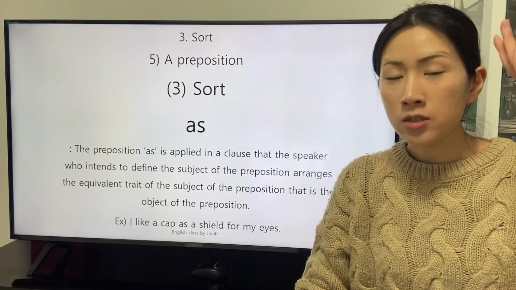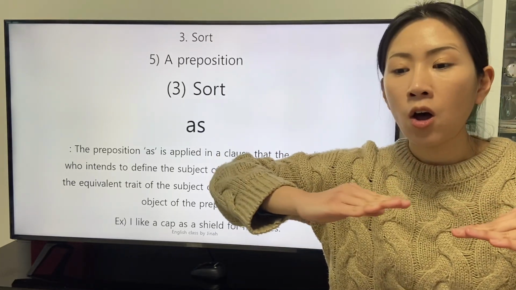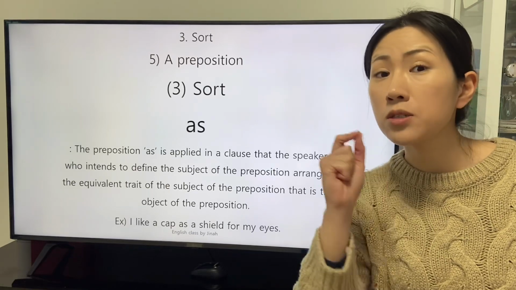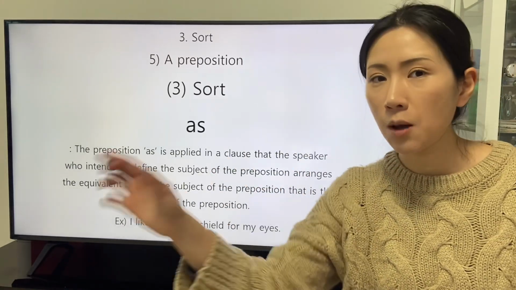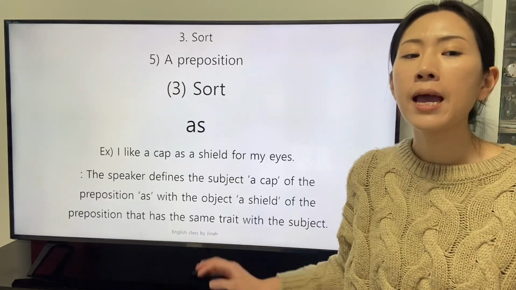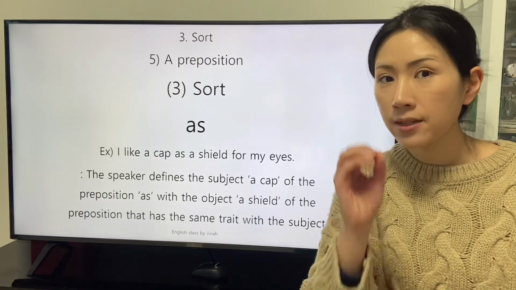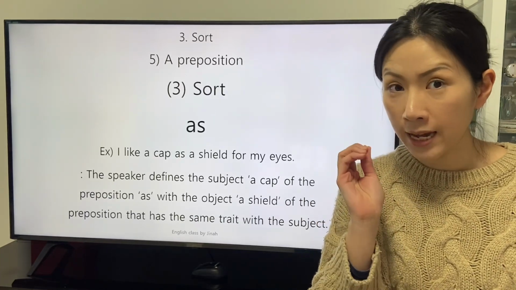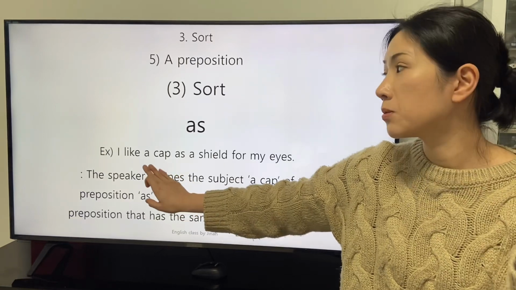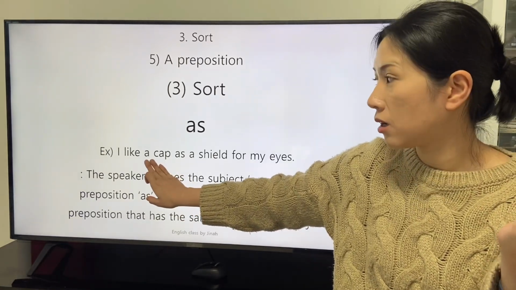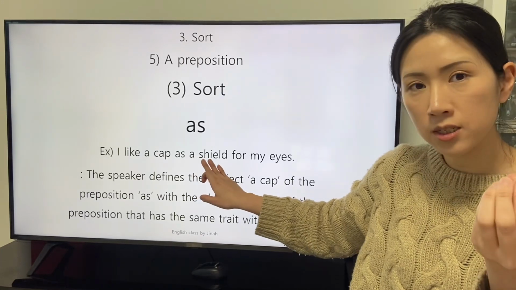So, the subject of the preposition as and the object of the preposition as are equivalent in terms of defining the same subject. There is a clause. I like a cap as a shield for my eyes. With the fact that the preposition as is applied, the speaker defines the subject, a cap, with the object, a shield.